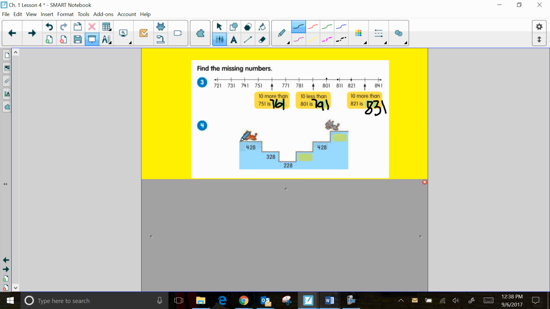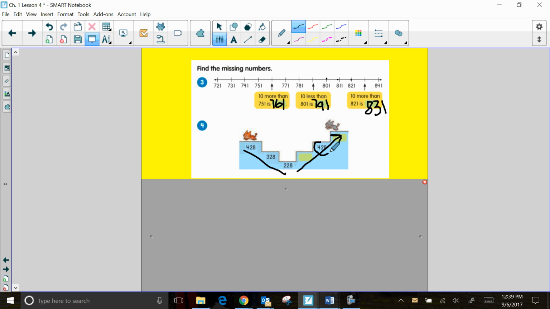Over here, we've got a stairway. This looks a little tricky because as I just glance at it, I notice that I have hundreds in different places, but they're going up and they're going down. So just like going downstairs, 428, 328, 228, I went the direction down here, but it's looking like I'm going up this way.